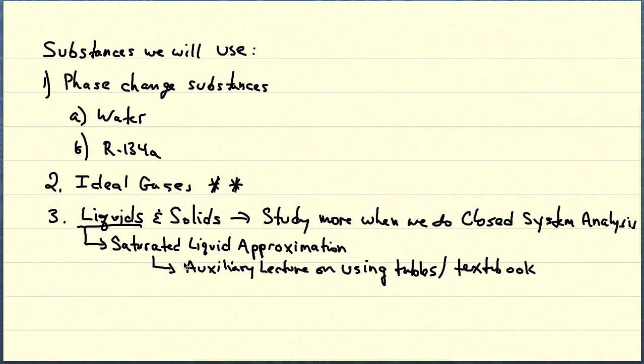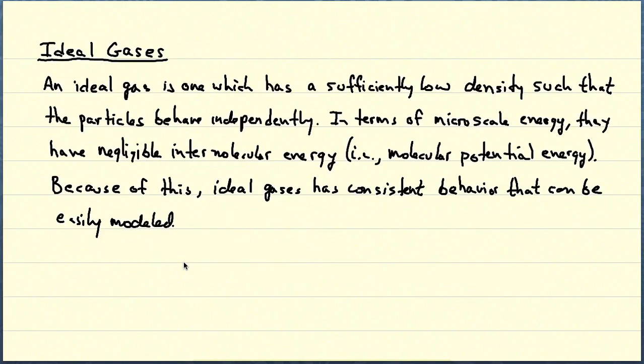Okay, so today we're going to talk about ideal gases. Let's go ahead and define what an ideal gas is. You've already come up with this definition before in your homework number 2, I believe it was, where an ideal gas is one which has a sufficiently low density such that the particles behave independently.